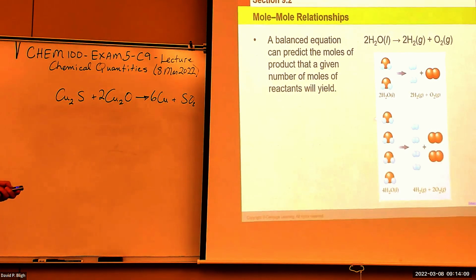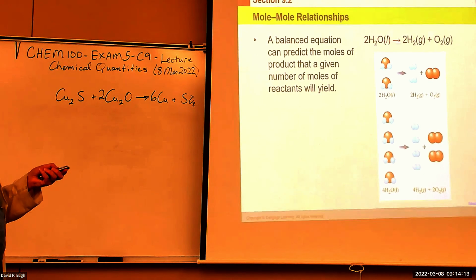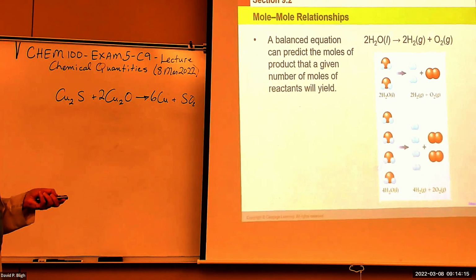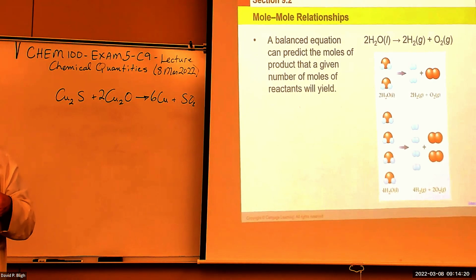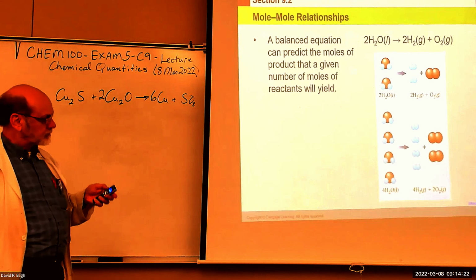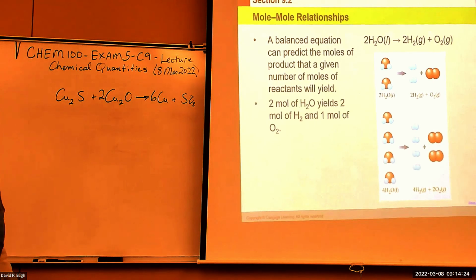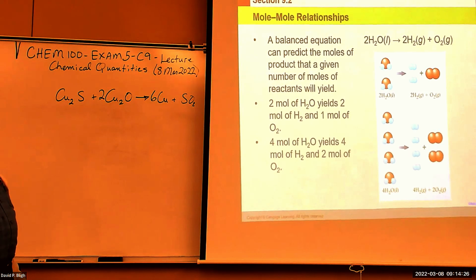But this reaction ratio, the simplest ratio, is 2:1. But 4:2 would also give you the same results. It's just not the simplest ratio. The ratio is the important point here.